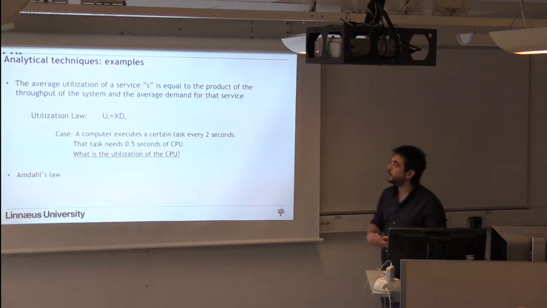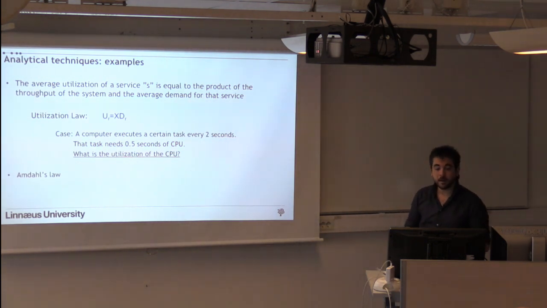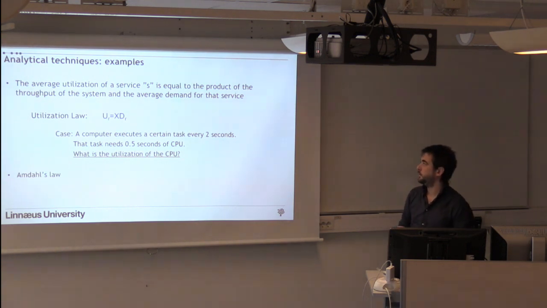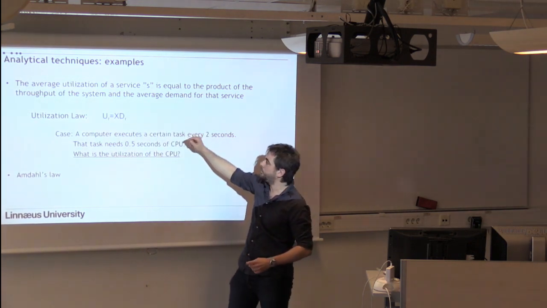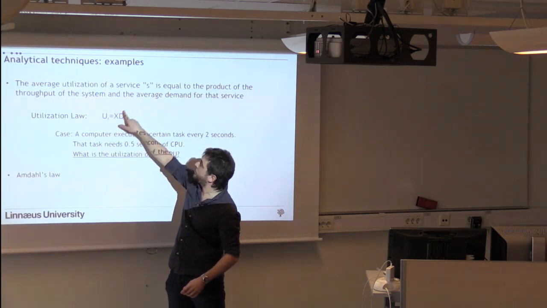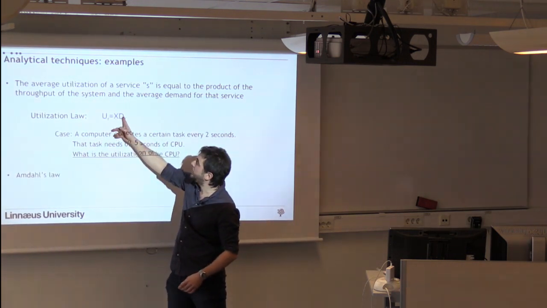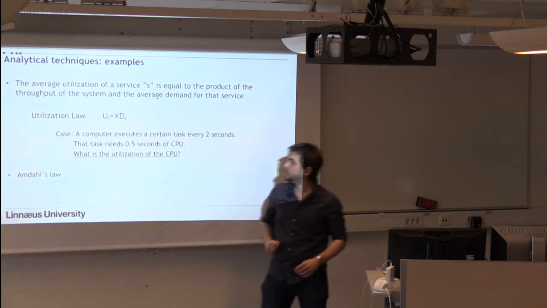Some examples of analytical techniques. There is a law, and we will see all these laws on Friday, that says that the average utilization of a service is equal to the product of the throughput of the system and the average demand of the service. It's called the utilization law. We will see this in more detail on Friday, but now an example. The utilization is the product of the throughput, which we call X, and the demand. It's an equation that we can solve, so we can multiply and divide easily.